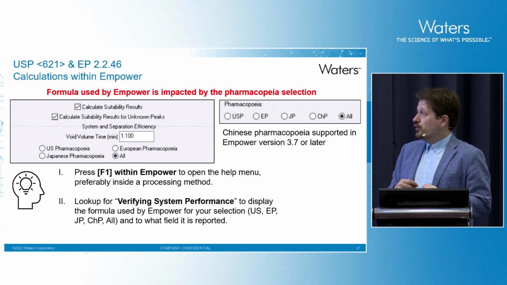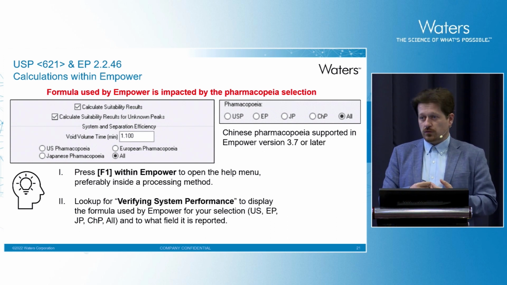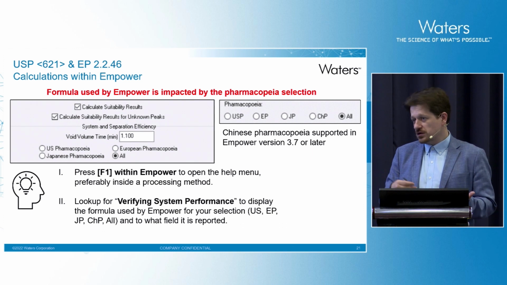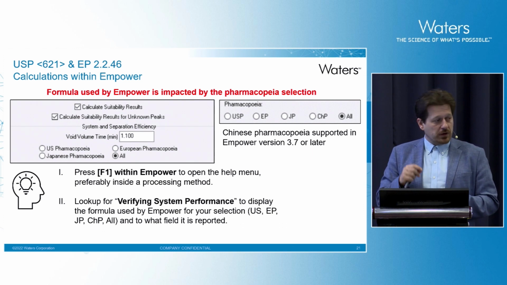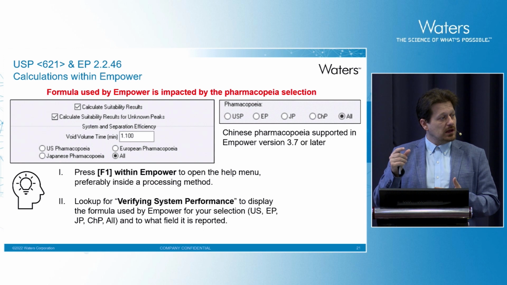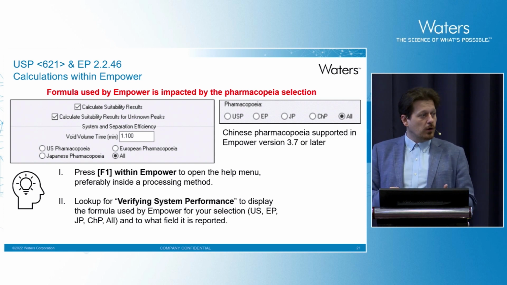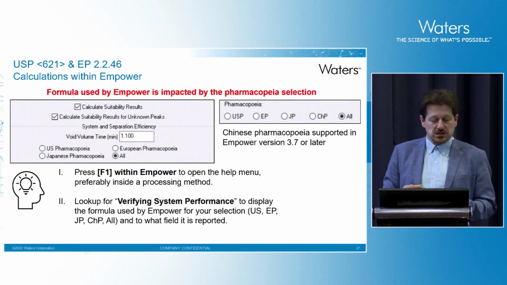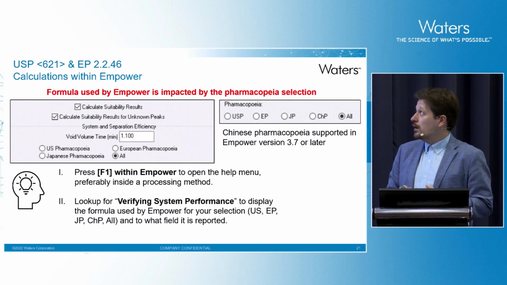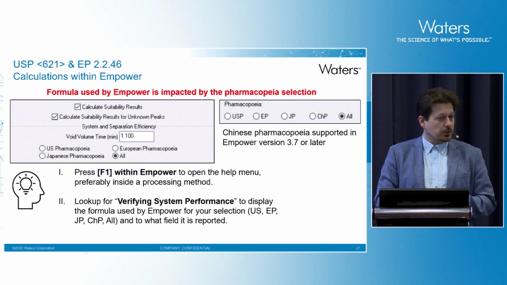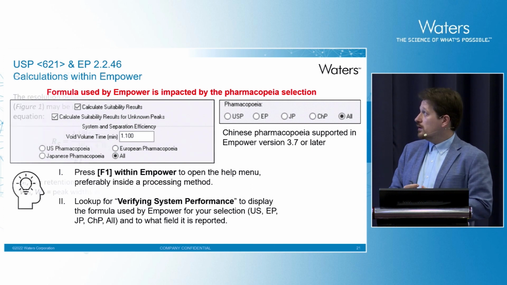If you'd like to view the formula that your version uses, whatever version you have, Empower 2, Empower 3, Feature Release 2, 5, and so on, you press F1 here, and then the help comes up automatically. You type "verifying system performance," and you're immediately where the formulas are. So you can really compare with the book one-to-one. Is your version doing exactly what I need, or is it doing something different? And I have to change the settings here to enforce a specific pharmacopoeia, or engage a custom field, Program 1, to do the formula manually.